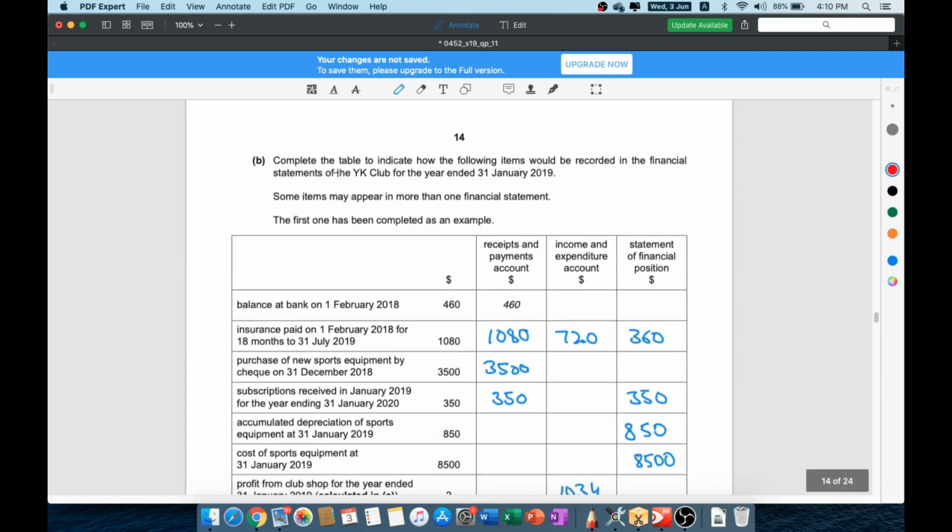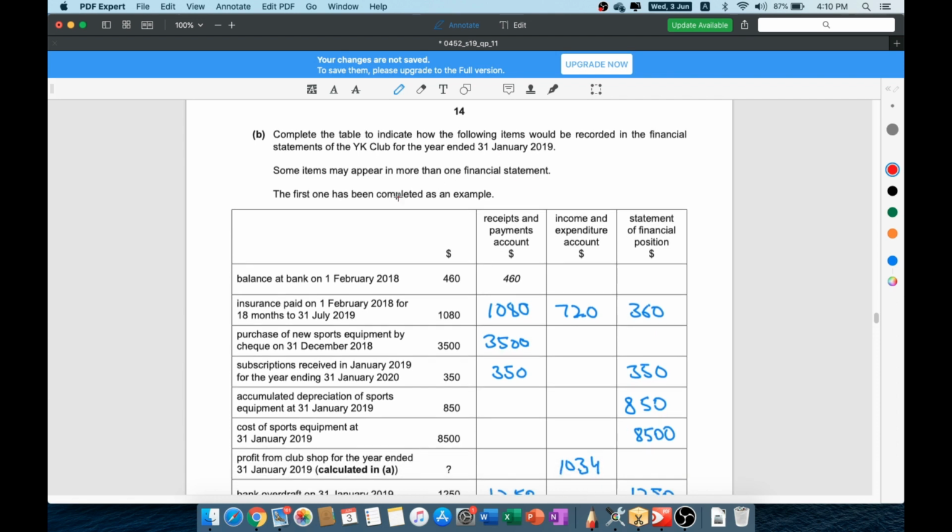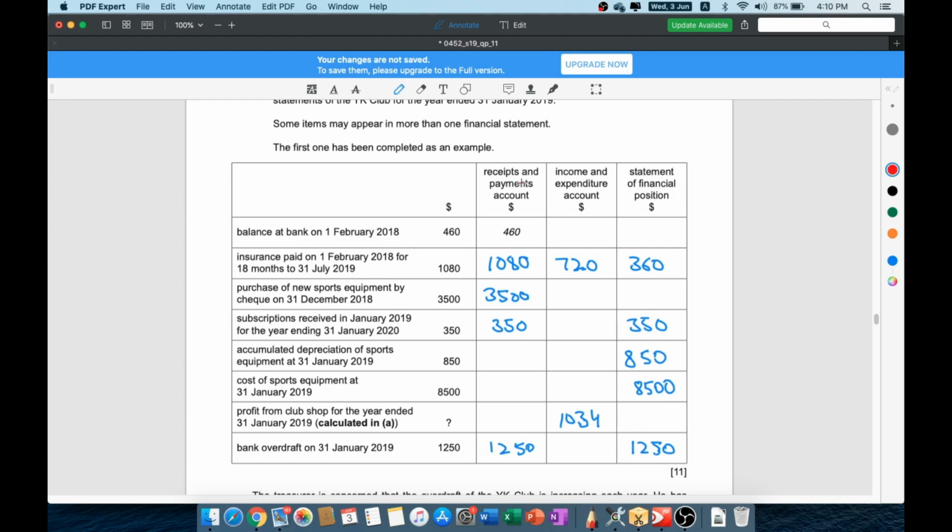Alright, so part B, he says complete the table to indicate how the following items will be recorded in the financial statements of the YK Club for the year ended 31st January 2019. And so on. He's given you three columns here: one for the receipts and payments account, one for the income and expenditure account, and then the balance sheet. So the first point is the balance at bank on the 1st of February 2018, and he's written that under the receipts and payments account.